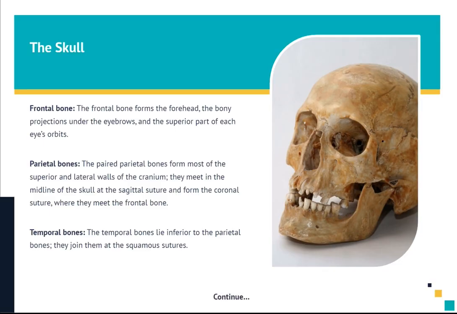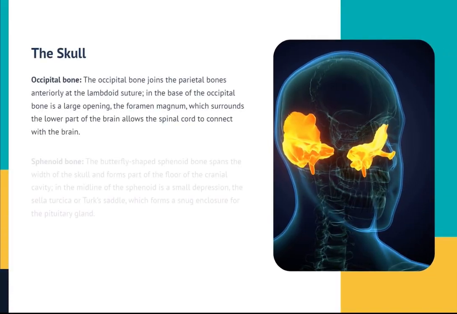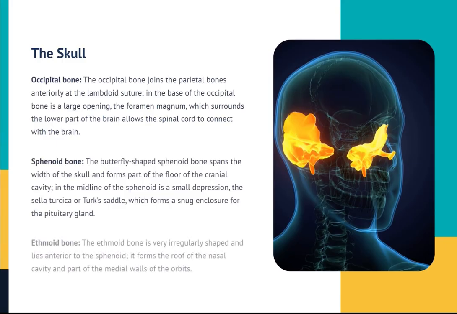Temporal bones. The temporal bones lie inferior to the parietal bones. They join them at the squamous sutures. Occipital bone. The occipital bone joins the parietal bones posteriorly at the lambdoid suture. In the base of the occipital bone is a large opening, the foramen magnum, which surrounds the lower part of the brain and allows the spinal cord to connect with the brain.